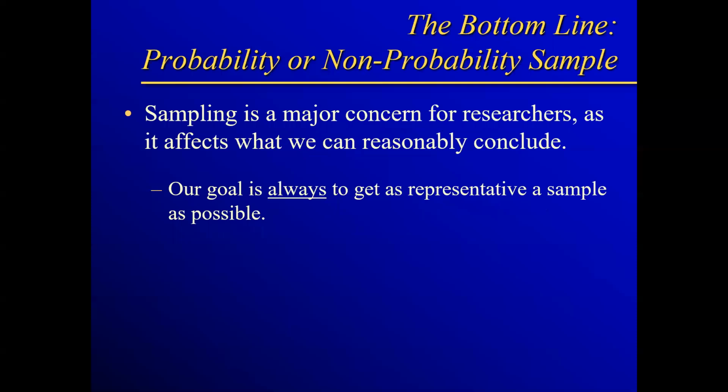So that is the bottom line. The big key points here: sampling is a major concern for researchers as it affects what we can reasonably conclude from our data. Whenever you write in your discussion about a research study, you're saying, here's what we found, and you apply it to your population. Our goal is always to get as representative a sample as feasibly possible. You may be thinking, why don't we always just use the probability sampling methods? Like we said, the disadvantages of those are that they're time consuming and costly, and it's just not the most effective or feasible option depending on your research design.